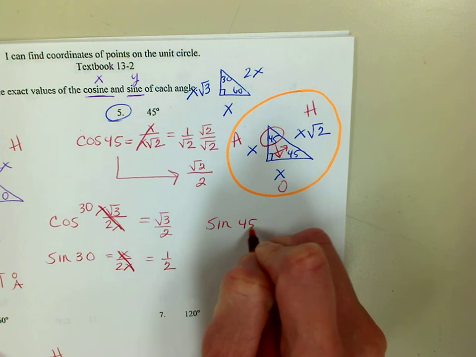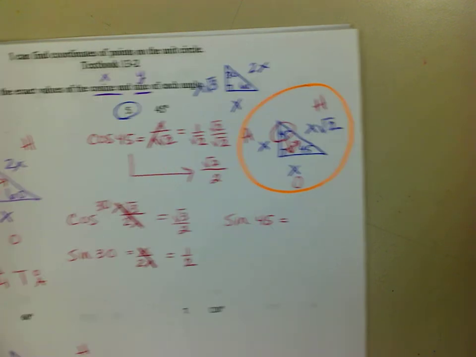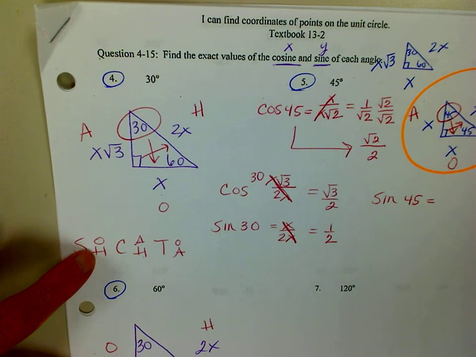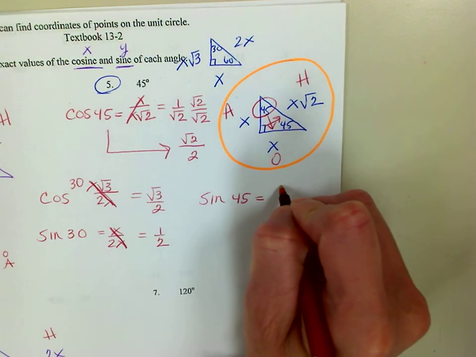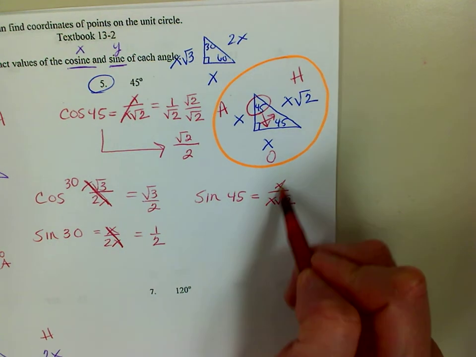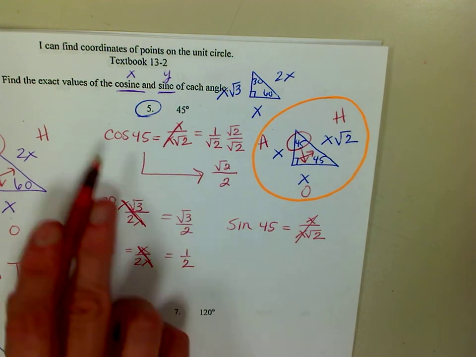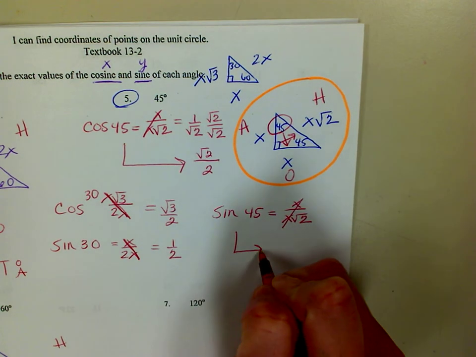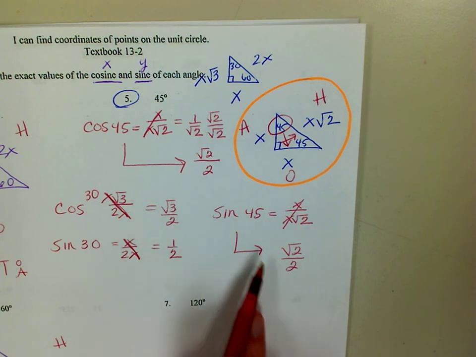Now let's do the sine of 45. The sine of 45, or the sine, is opposite over hypotenuse, so x over x root 2. Well, if you look, it's the same thing as we got for cosine. So cosine and sine are going to end up with the same values. They're both the square root of 2 over 2.